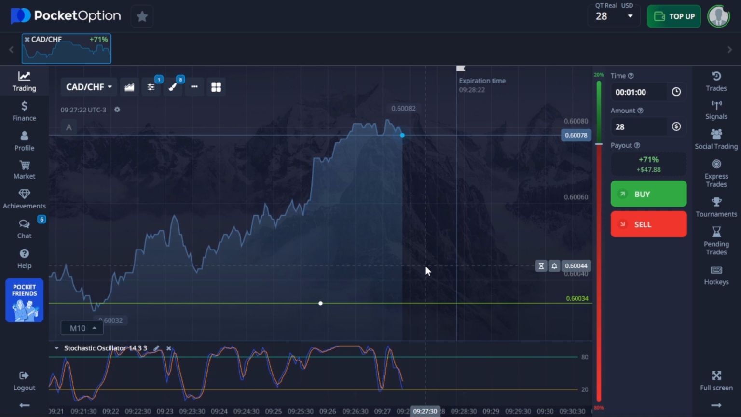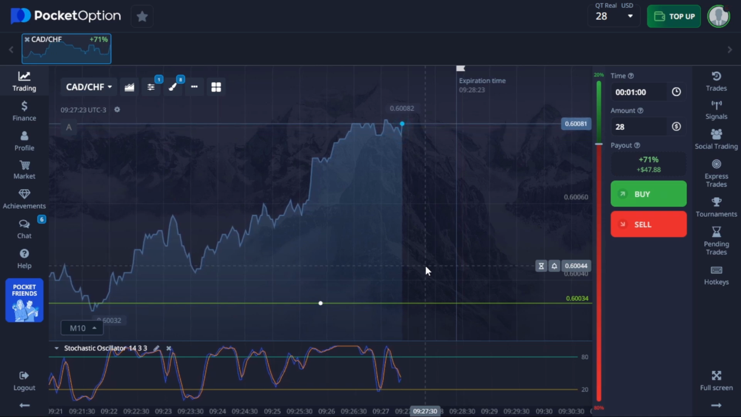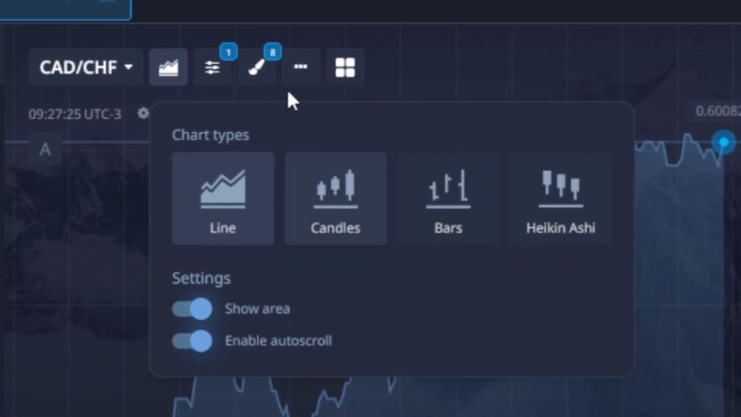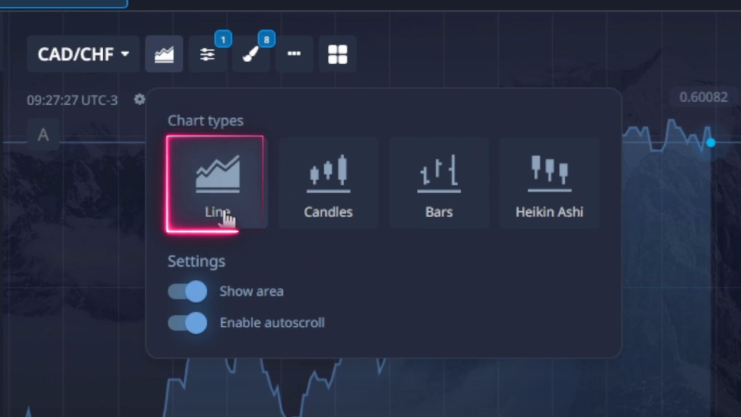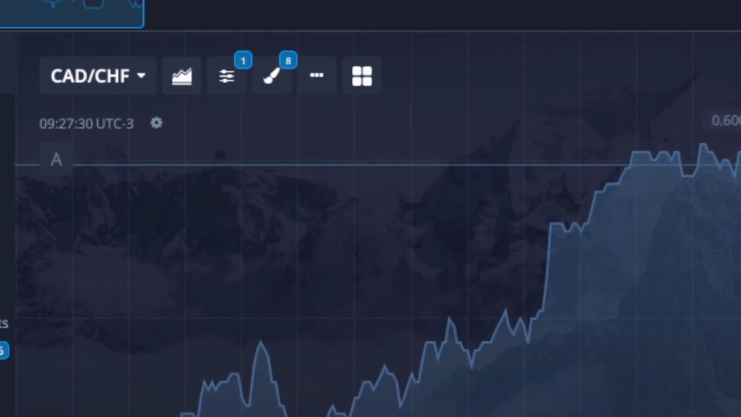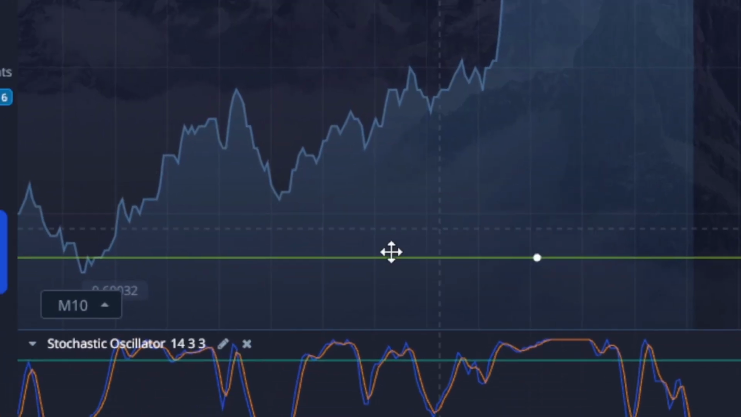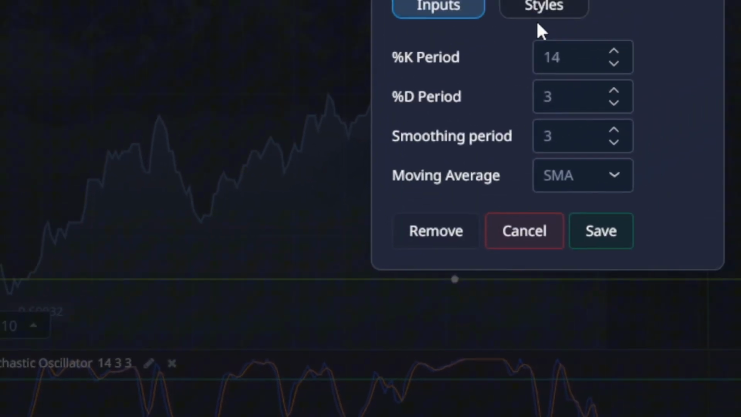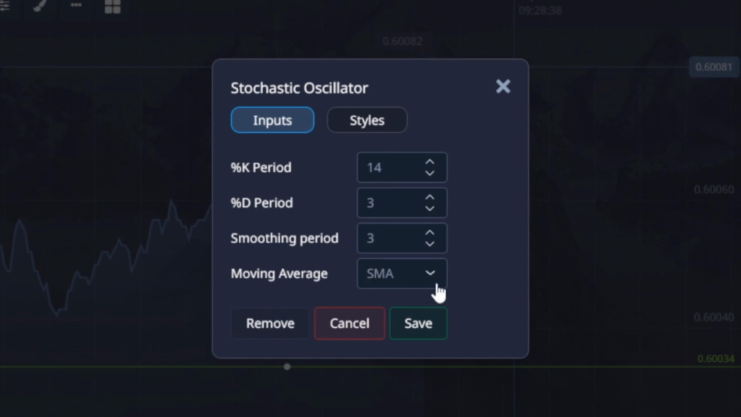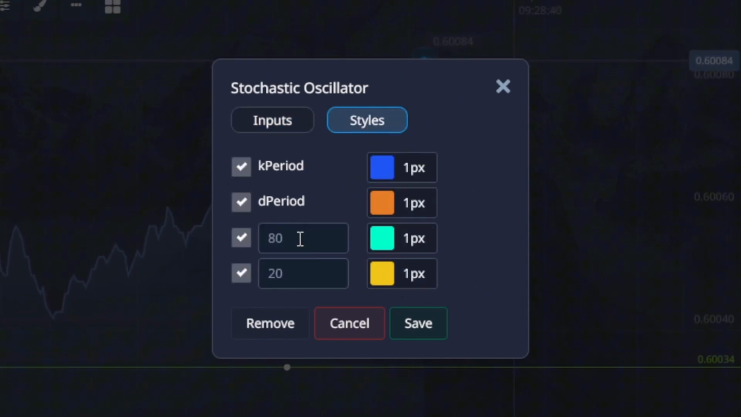Alright, today the candles are replaced by lines, alright? No candles or anything else. Let's add this stochastic indicator, which is very common. I'm going to set it right now to 14, 3, 3 and a simple moving average. Alright, that's good, and that is the color for you.